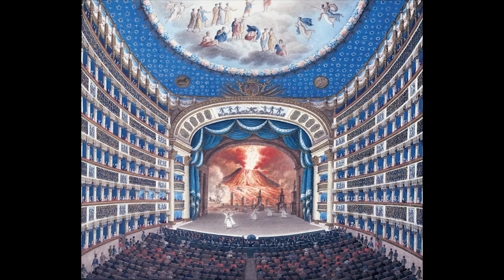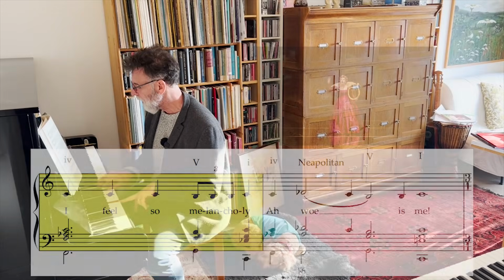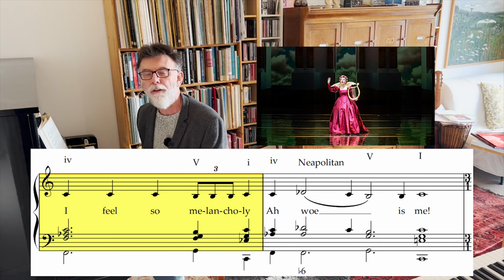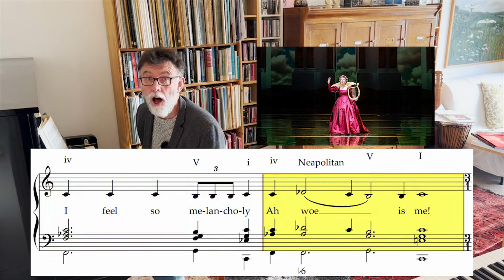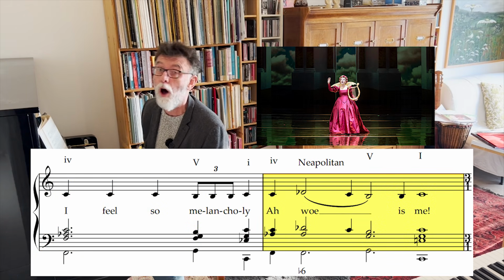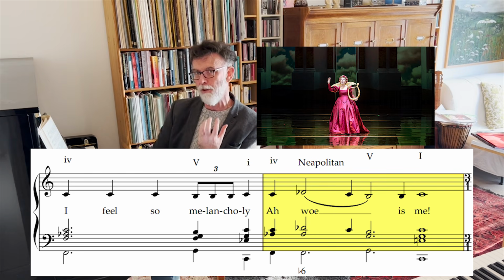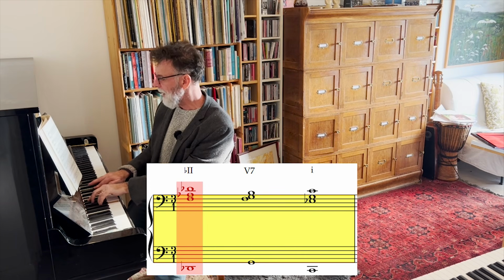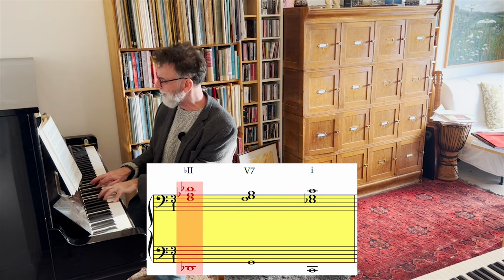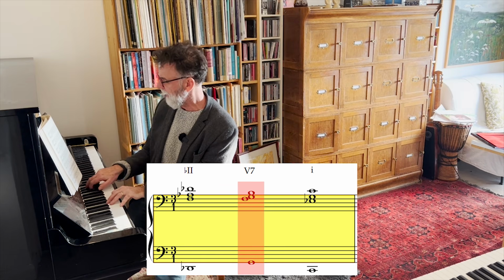In Italian opera, in Naples, I could imagine that people might have sung, again, if it's a melancholy song, I feel so melancholy. If you want that to sound even sadder, woe is me, you simply move chromatically around that. You get these gorgeous sort of diminished, there's a diminished third there, isn't there? D flat to B to C.